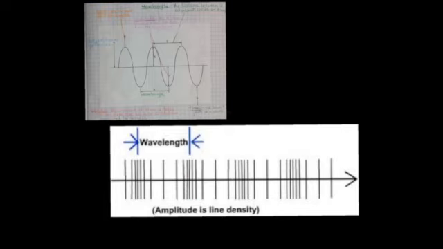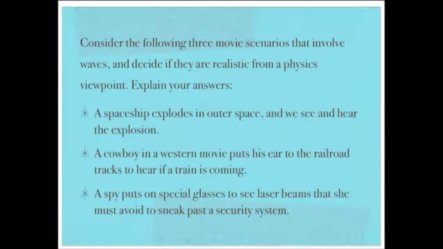On the transverse wave, amplitude was how far the wave rises or falls from rest position. On a compression wave, amplitude is referred to as line density. That means how thick this compression is. This tells me the amplitude. If I have a higher amplitude wave, this compression will be much thicker. Consider the following 3 movie scenarios that involve waves and decide if they are realistic from a physics viewpoint. Write each of them in your composition book and explain your answers.